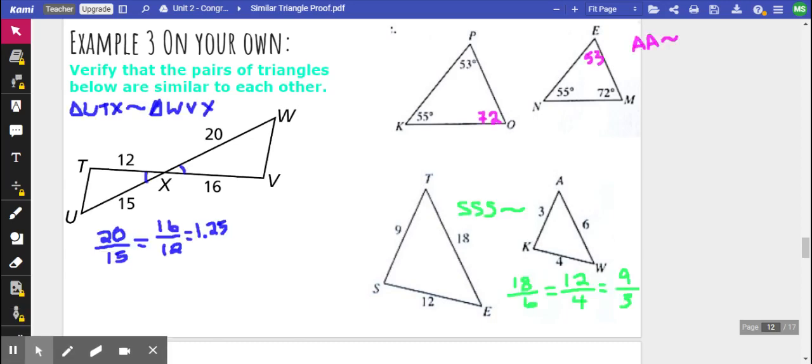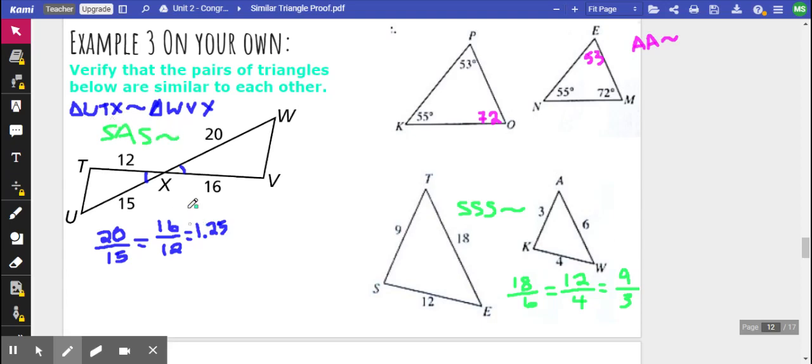We're now looking at the answers for these three problems now that you've tried them. So if we look at the one in blue, we can see that we can find vertical angles to be congruent, and then we can set up a proportion of 20 over 15 and then 16 over 12, and we can find that they equal each other, and you can see that the scale factor is 1.25 for both, making it side angle side similarity.